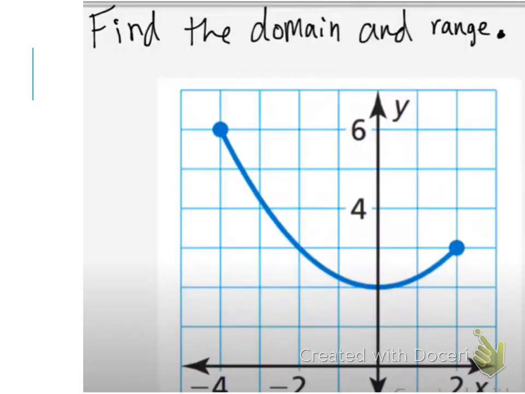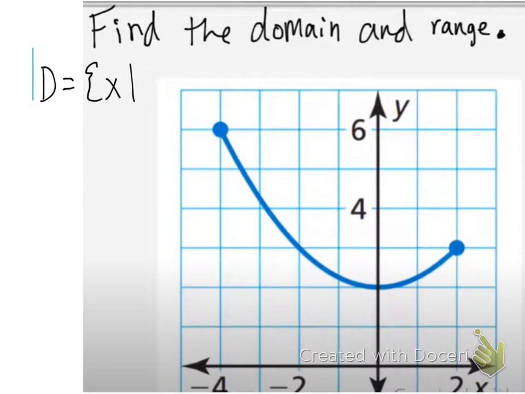So yesterday, we had a graph that just had multiple ordered pairs on it, right? And we just listed our x values and listed our y values of those ordered pairs to find our domain and range. Okay? Here, it gives us a full graph, and it wants us to find the domain and range. Remember, I want you to write it in set builder notation.